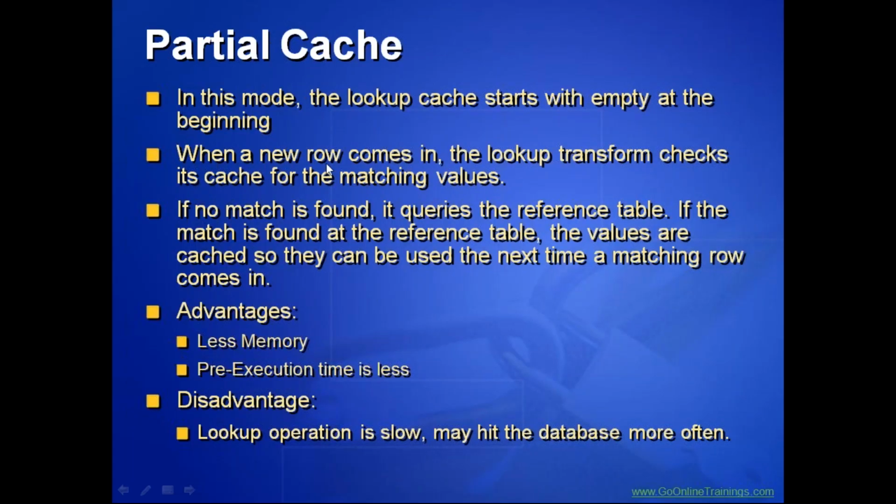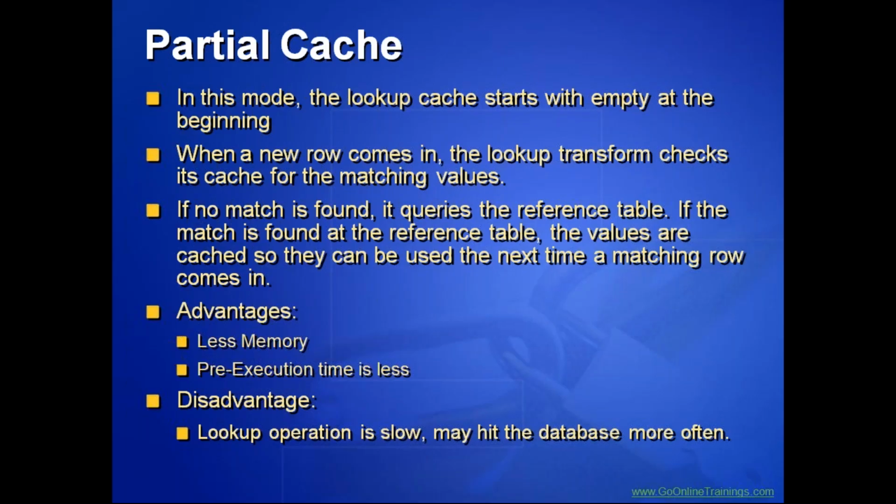When a new row comes in, the lookup transform checks its cache for the matching values. If no match is found in the cache, it queries the reference table. If the match is found in the reference table, the values are cached so they can be used the next time a matching row comes in. So less memory, and pre-execution time is less, but the lookup operation is slow and may hit the database more often if you have more and more unique values. Clear? That is the disadvantage, but we are helpless.